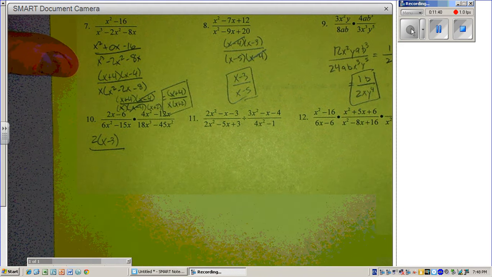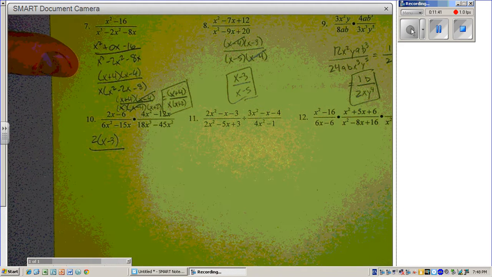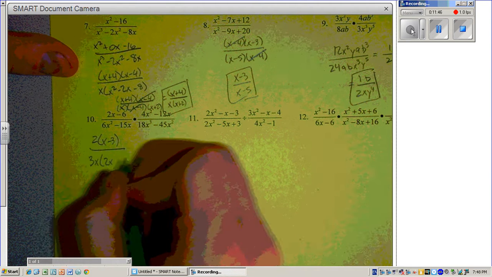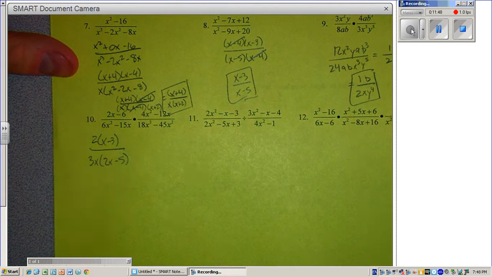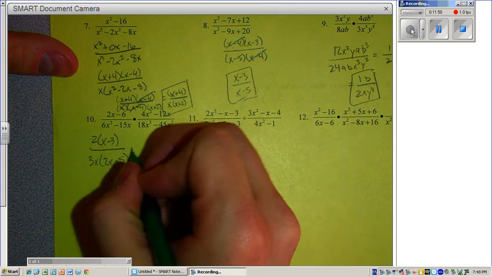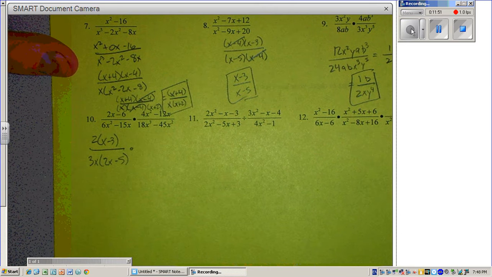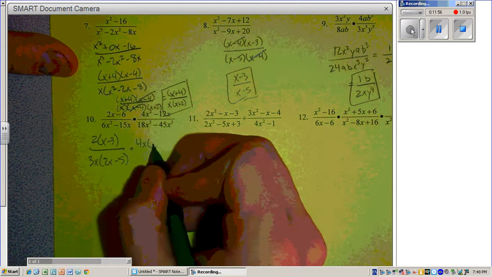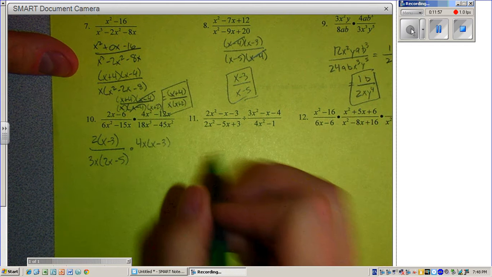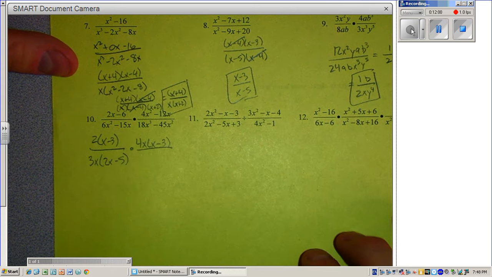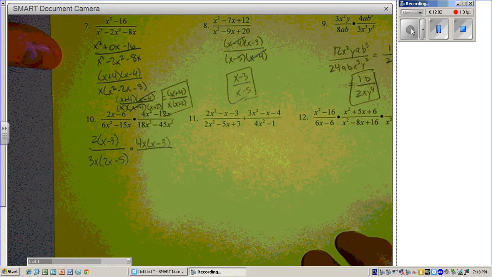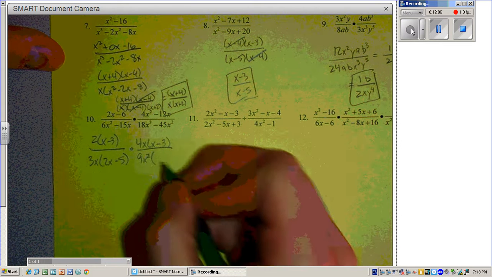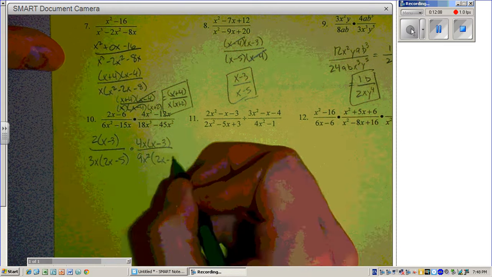In the left denominator, it's all GCF again. I need to factor out a 3x, and I'm left with 2x minus 5. Now I'm going to start with the second expression. GCF again. I'm going to factor out a 4x, and I'm left with x minus 3. In the denominator, I can factor out a 9x squared, and I'm left with 2x minus 5.